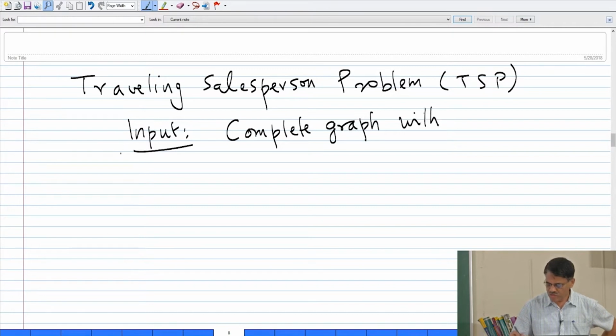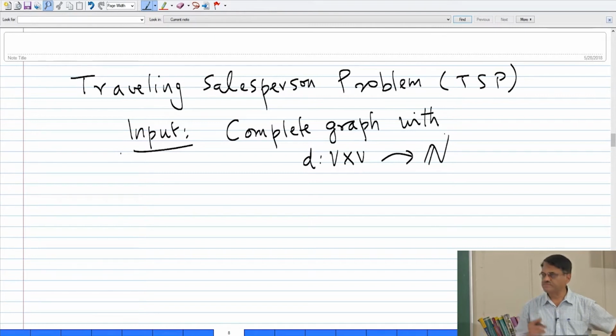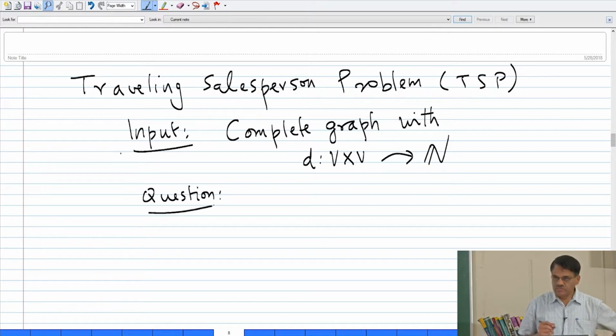with some capacities or distances. I am happy with positive integers. Okay. And what is the question? Do you know? So, what is the traveling salesman problem? Find the minimum cycle that visits every vertex exactly once.